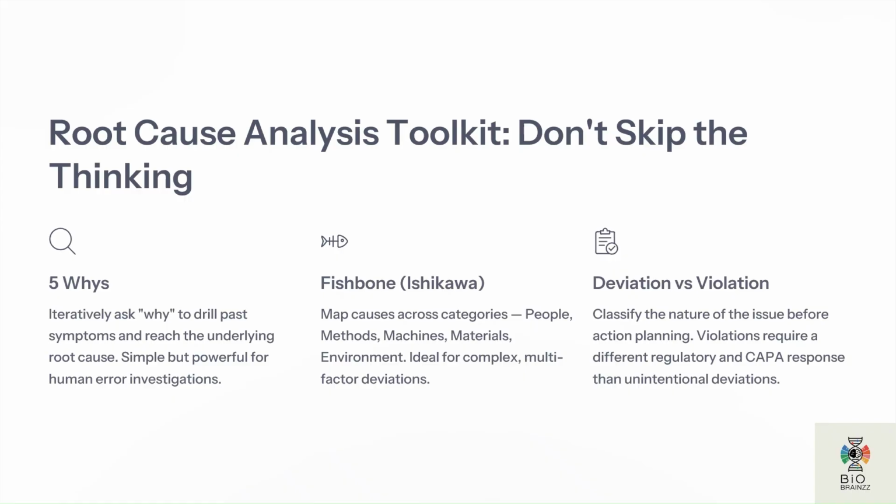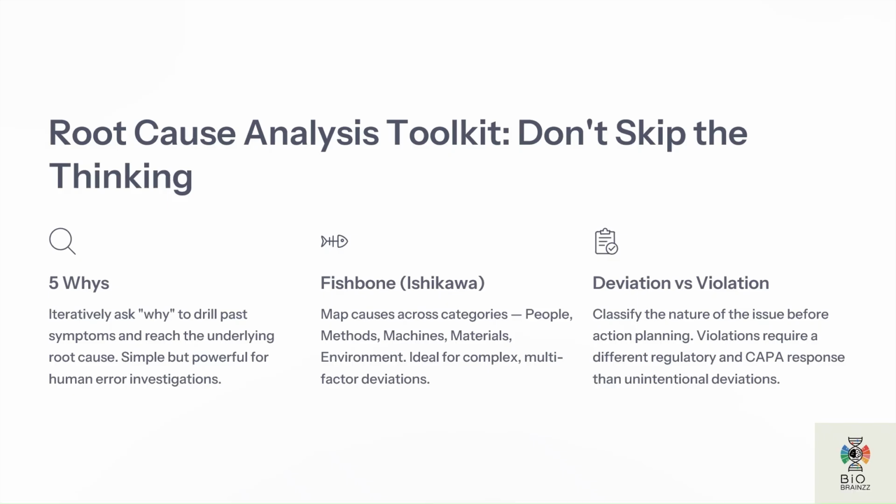Root cause analysis is one of the most powerful tools in deviation management. Two commonly used methods are, first, the 5 whys. This method involves repeatedly asking why until the underlying cause is identified. For example, why did the sample fail? Because incorrect dilution was used. Why was incorrect dilution used? Because the analyst followed an outdated worksheet. Why was the outdated worksheet available? Because document control failed. The investigation continues until the root cause is identified.